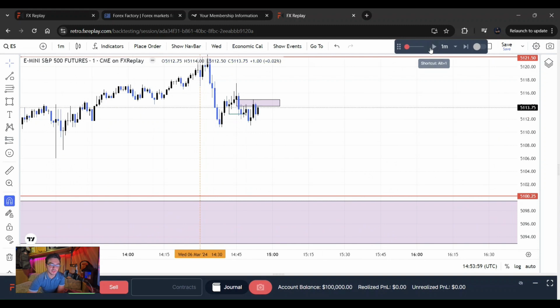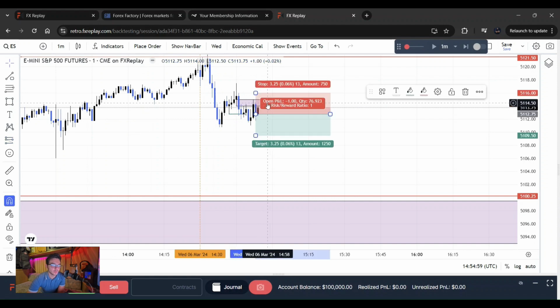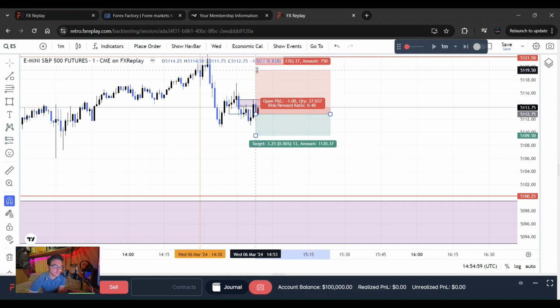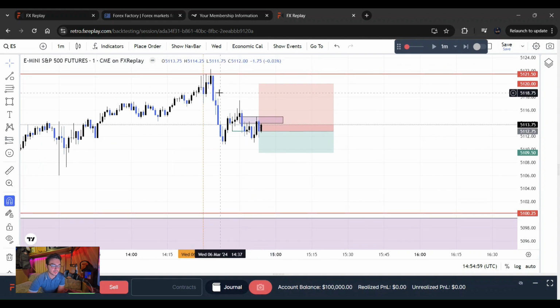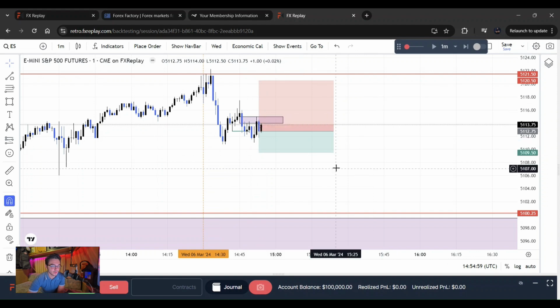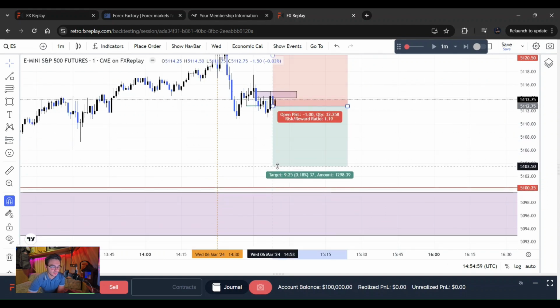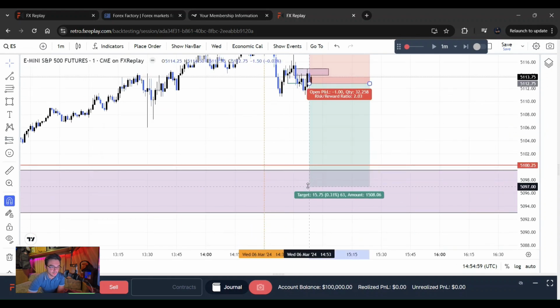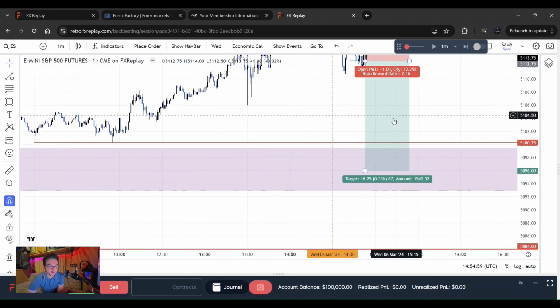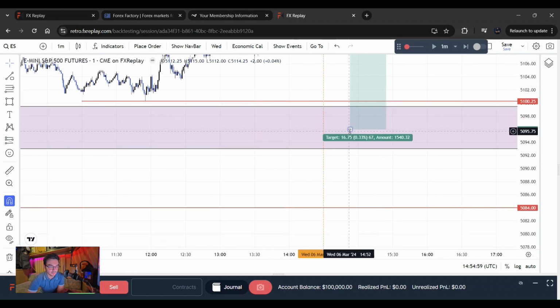We see a nice reaction off of that fair value gap. We enter short on the candle close, stops above this fair value gap as a breaker. I don't expect price to push past this point. With a TP at these lows. You could target even further, potentially the 50% mark of this fair value gap, or even these lows all the way down here.